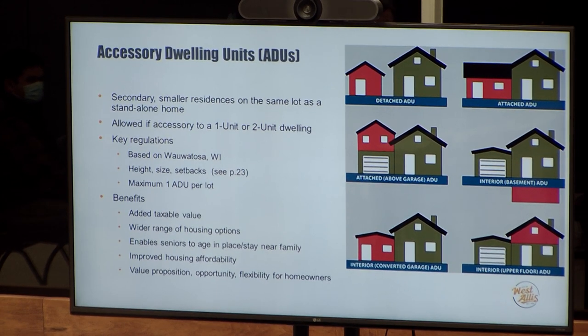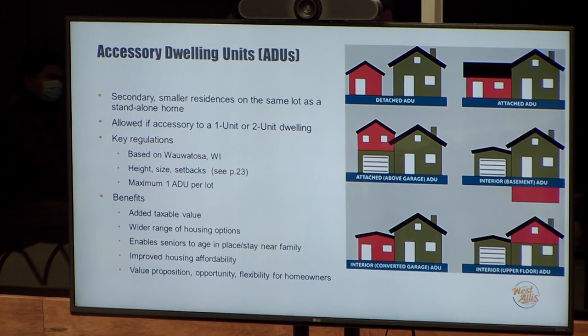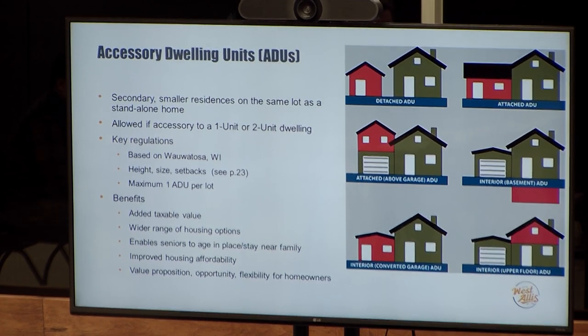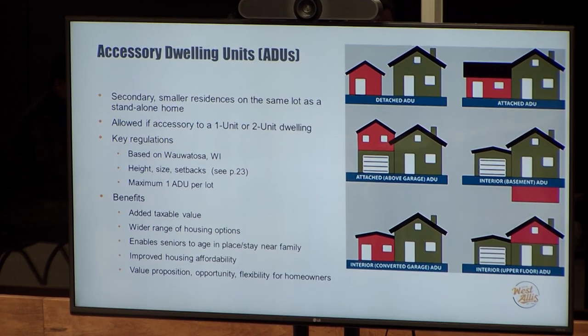So, but you can only have one per lot. On your residential lot, single or two family, you can only do one of these, and it would have to be, I guess, a single family. You can't build another duplex ADU. It would have to be a single unit, dwelling unit.